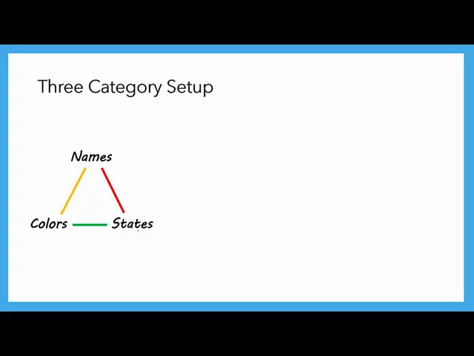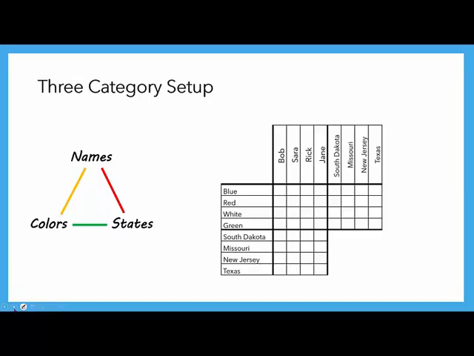Those lines actually correspond to sub-matrices in our giant matrix. So watch what I'm going to do here. I'm going to set up colors and names. See how this is a yellow box here? Look at this. Names and colors. That was the yellow line.